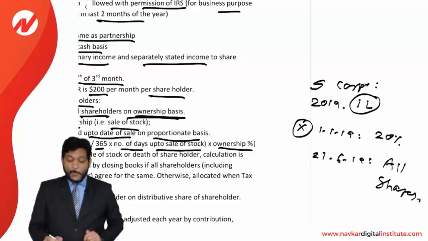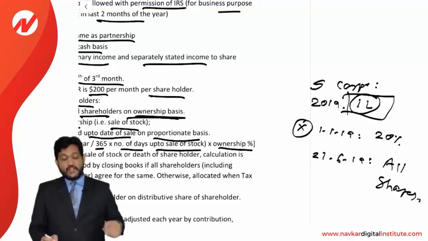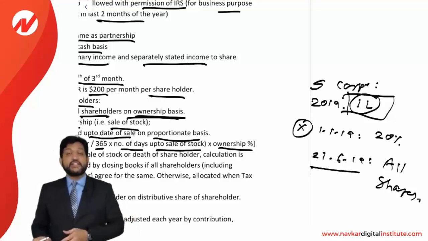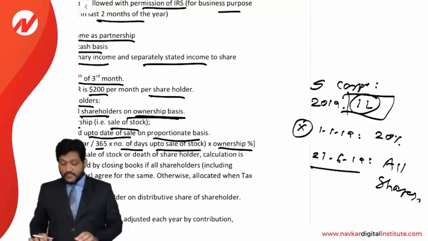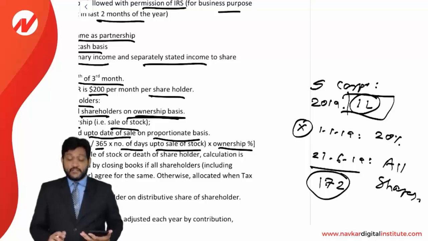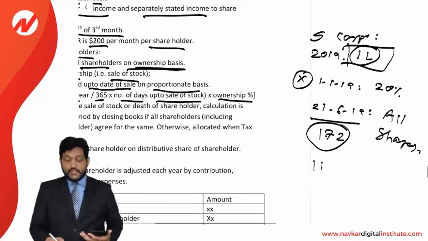Now what will happen? Total income for the year is 1 lakh and he has sold the shares on 21st June. So we need to first calculate the days. January 31, February 28, March 31, April 30, May 31 and June 21 days. So it is total coming to 172 days. It means we have to calculate income for 172 days. How will it be? Total income 1 lakh multiplied by 172 days divided by 365 days.